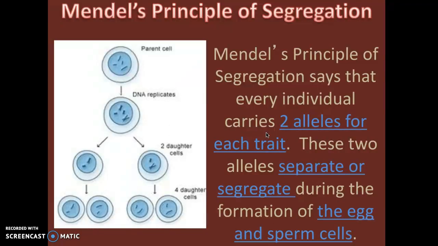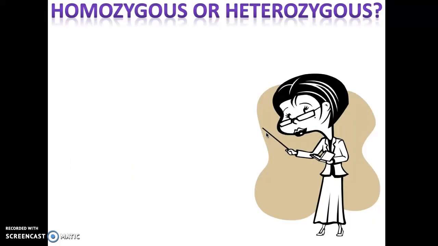This is the principle of segregation. The principle of segregation, really and truly, is just meiosis. We've already learned about this. I just call it something different. Mendel's principle of segregation says that every individual carries 2 alleles for each trait. These separate during meiosis, which is the formation of the egg and sperm cells. So you're only passing on one, even though you start with two.